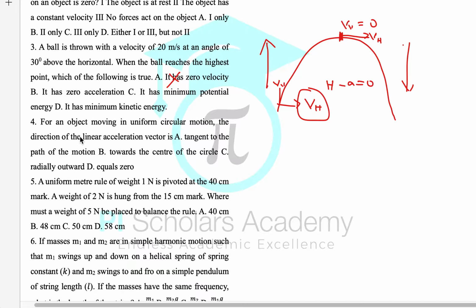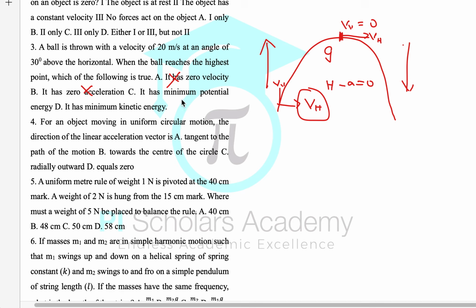B says it has 0 acceleration. That is not true as well. Of course, in the horizontal there is no acceleration. But for the vertical, as long as there is change in velocity, there will be acceleration. The velocity continuously changes in the vertical component, and this acceleration is g, the acceleration due to gravity. So saying it has 0 acceleration is not true.